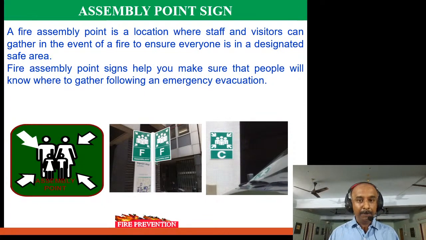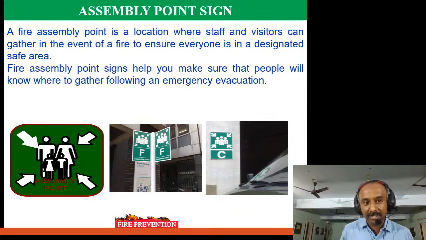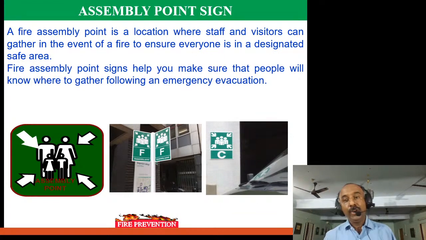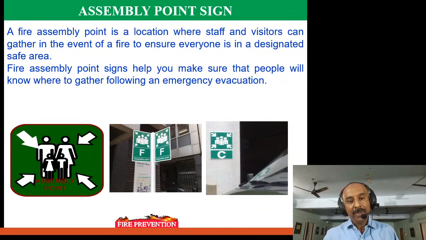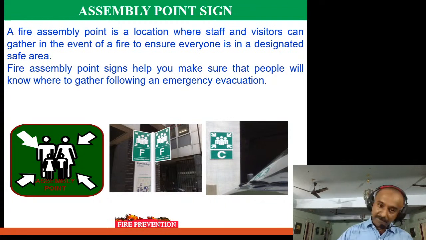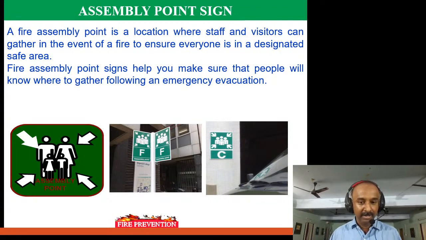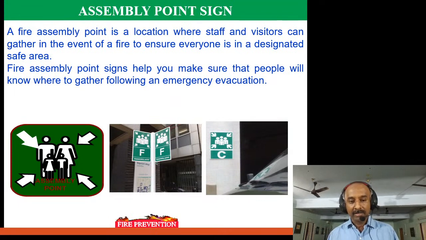The fire assembly point is a location where staff and visitors can gather in the event of fire to ensure everyone is in the designated safe area. Fire assembly point signs help make sure people know where to gather following an emergency evacuation. Even if you look at the outside of your building, this kind of indication sign is given. After the evacuation, you just go to the assembly point for counting.